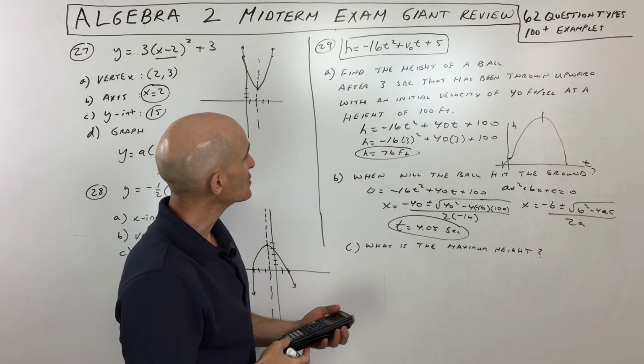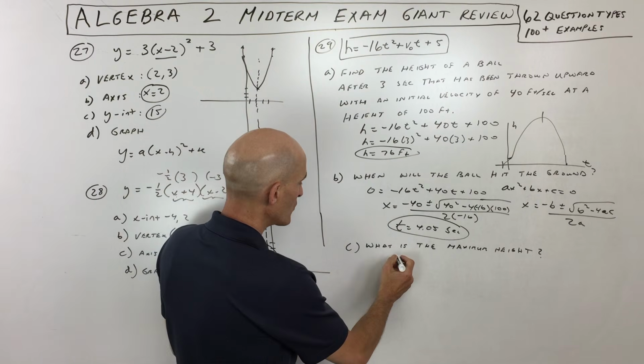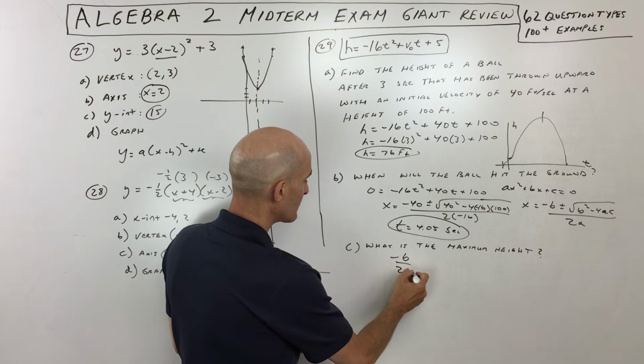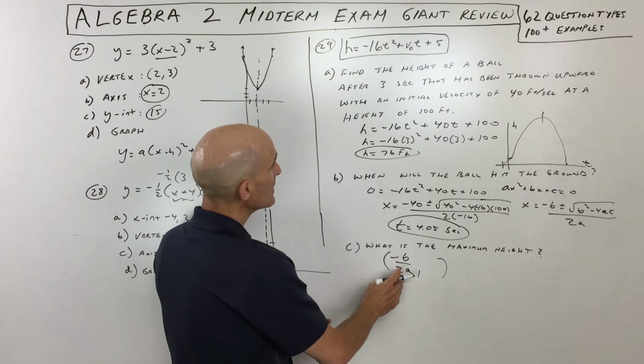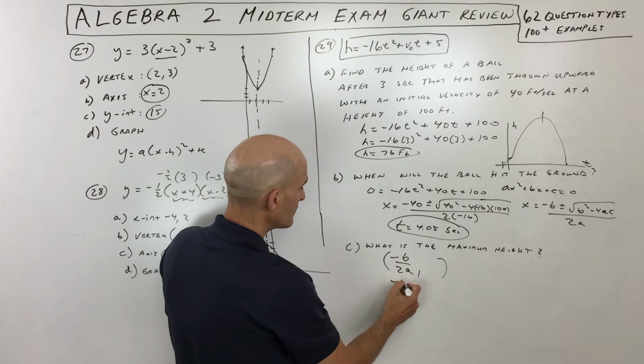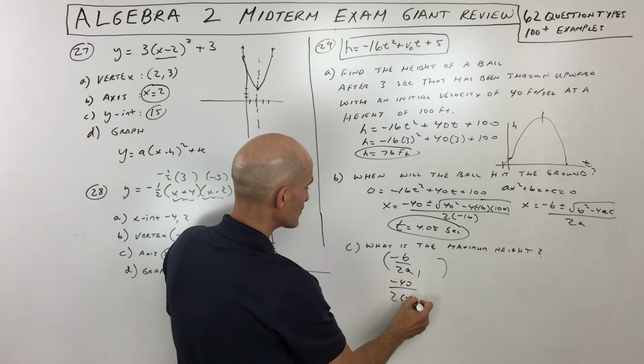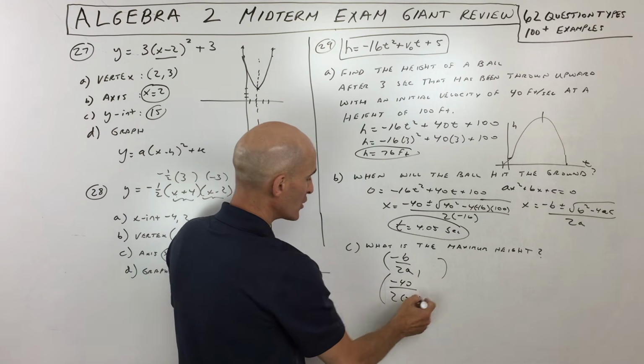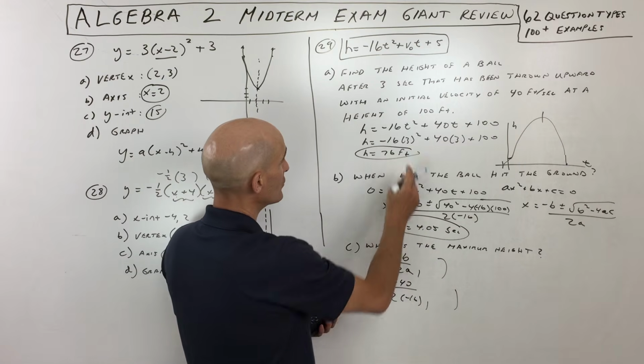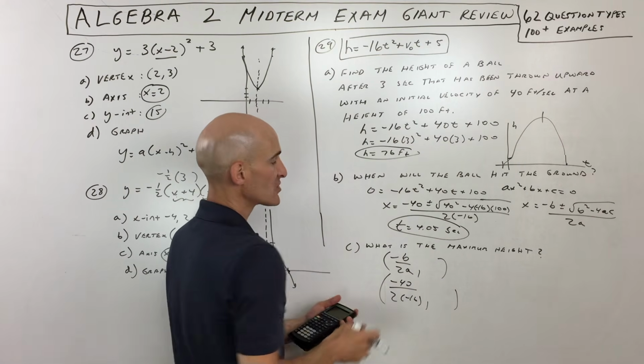But the other way to do that is to use the negative b over 2a formula that we used earlier in this video to find the coordinates of the vertex. So negative b is going to be negative 40 over 2 times a, which is negative 16. And then what you're going to do is take that value, put it back in for t, and solve for h.